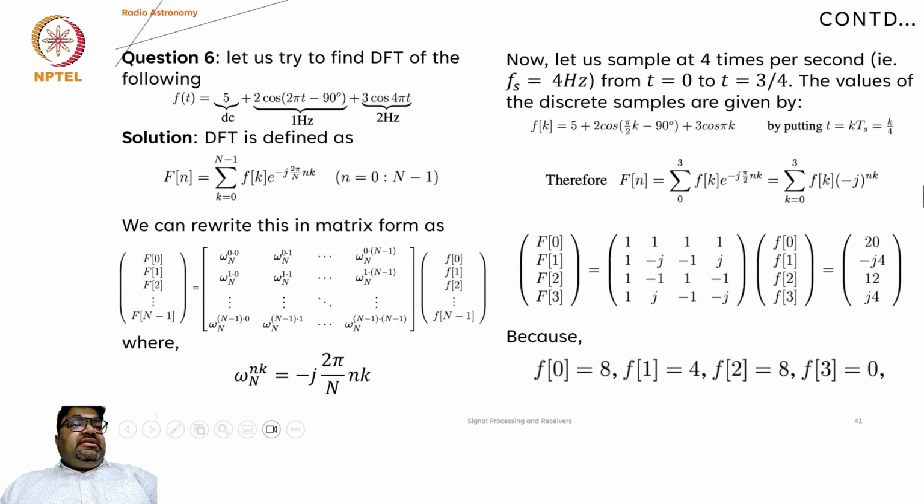So if you do the discrete Fourier transform, you will finally be able to derive the values of the capital F's given the values of the small f's. f of 0 is equal to 8, f of 1 equal to 4, f of 2 equal to 8, and f of 3 equal to 0. If you substitute that, you finally get your answer.